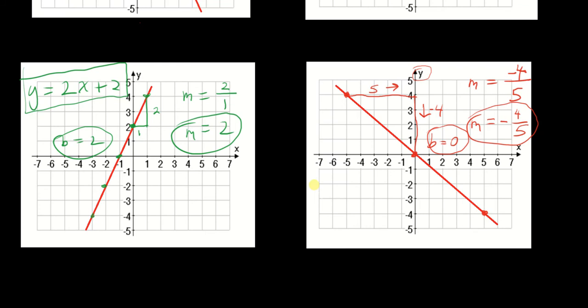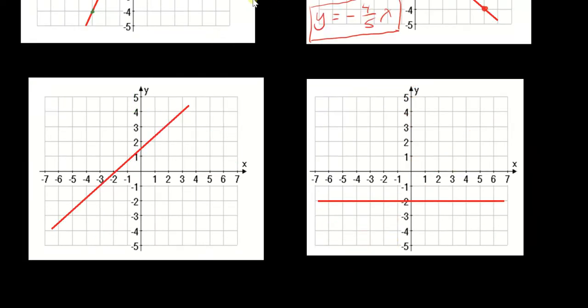And so my equation is going to be y equals -4/5 x plus 0. But then obviously we don't need that plus 0, so you can just shorten it to y equals -4/5 x. And there is our equation.